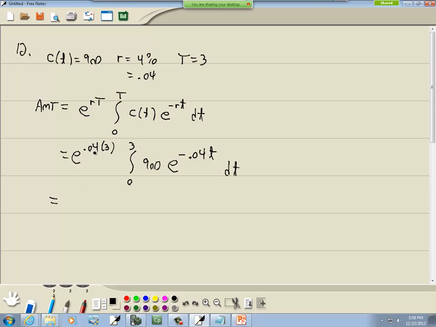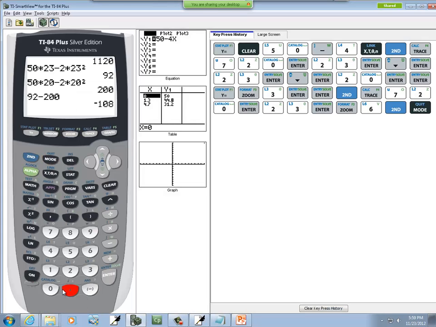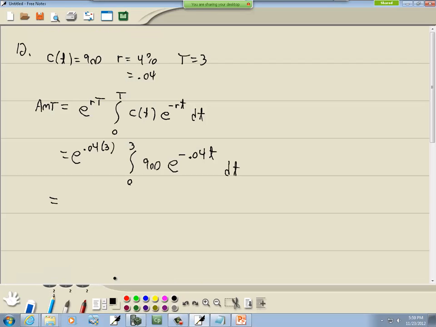I'm not very good with decimals. I think that's 0.12. Let me do it in my calculator just to see. Second mode, 0.04. I hate decimals. 0.12. So this is e to the 0.12. Now, if you've got a number, you can freely take numbers in and out of your integral. So I'm going to go ahead and bring that 900 out in front. And then we've got 0 to 3, e to the negative 0.04 t dt.